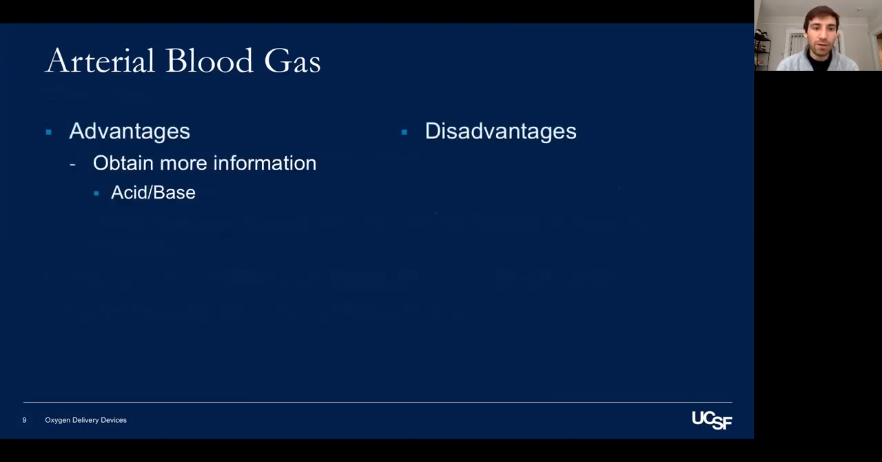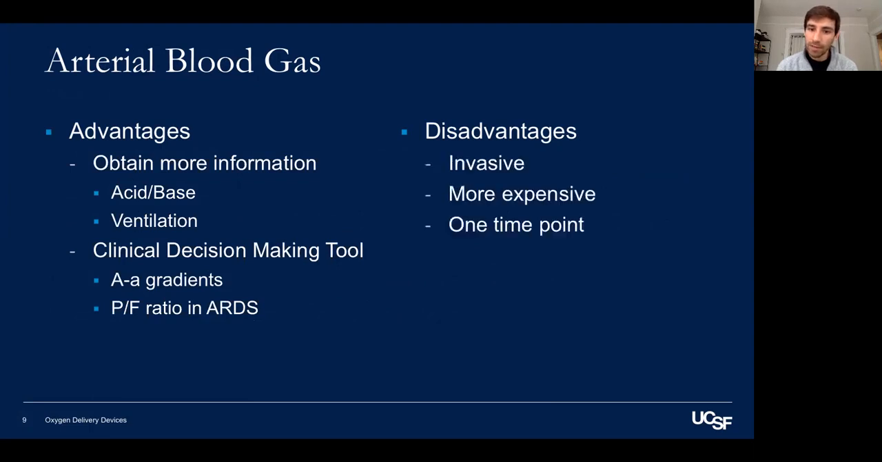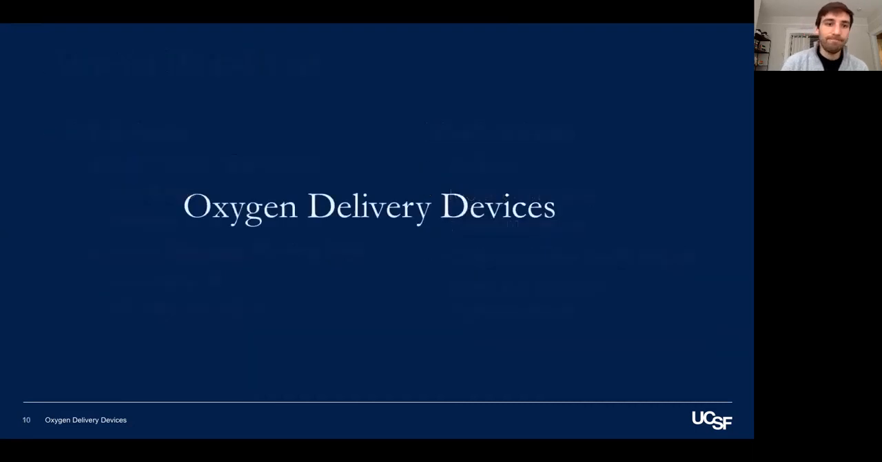The advantages are that it obtains more information for the acid-base status as well as ventilation with CO2. And it aids in your clinical decision-making tools, such as calculating AA gradients and PF ratios in ARDS. Disadvantages are that it's invasive, more expensive. There's one time point, so often needs more than one ABG. And there are rare but possible complications.